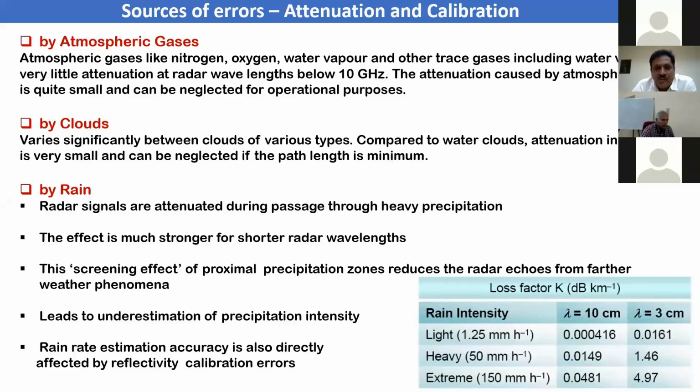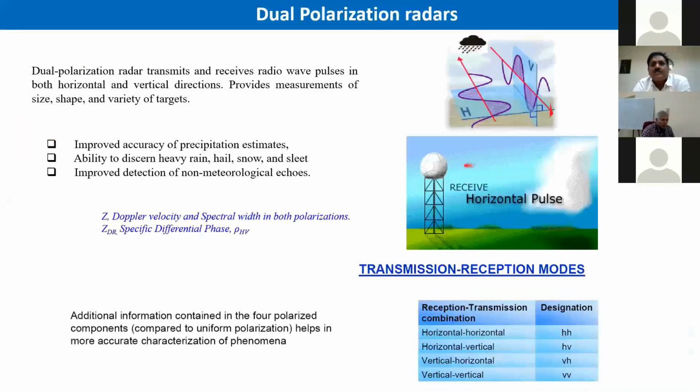So this needs to be considered for estimation of rainfall, because you're using the backscattered power to estimate the rainfall, and the rainfall itself attenuates your backscattered power. So this is a problem, and we need to properly correct it. With a single frequency radar, it is very difficult to correct these things. So the solution for some of these problems is using a dual frequency, dual polarization radar.